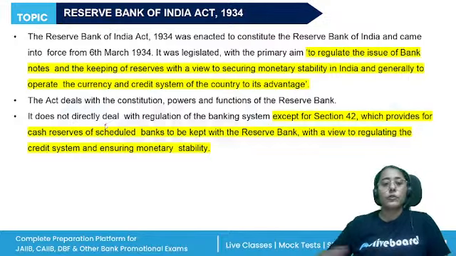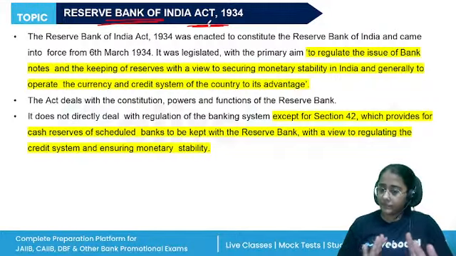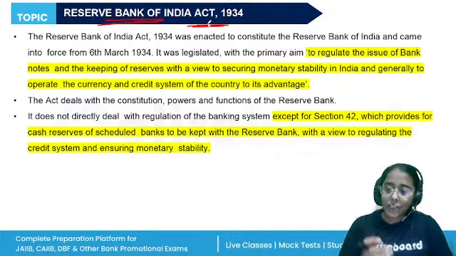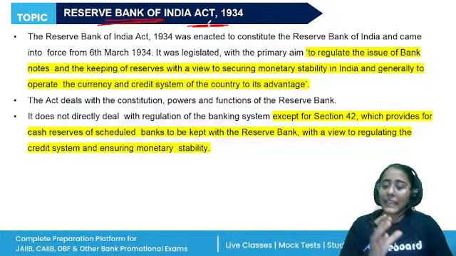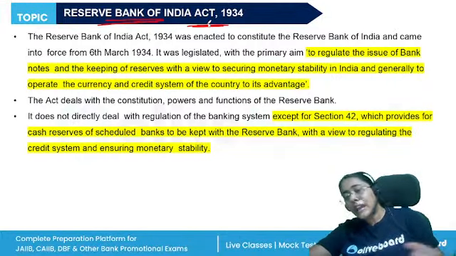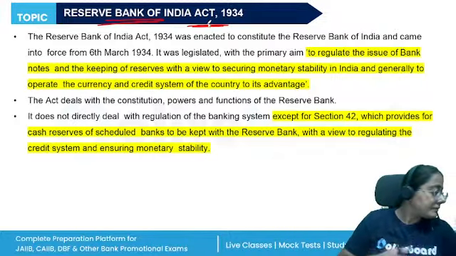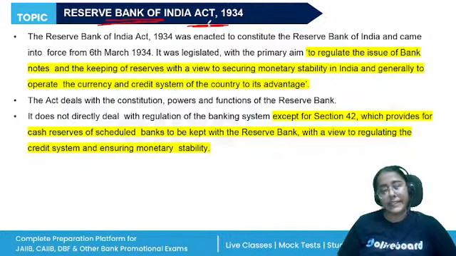Now we come to the RBI Act. Before we start with the RBI Act, till here, everything is clear? The important sections, the meaning, the types of banks, the three categories of banks, everything is clear? Give me a confirmation. Clear? Great.